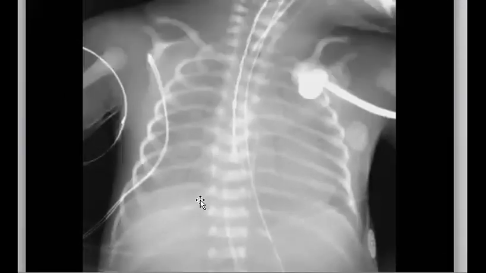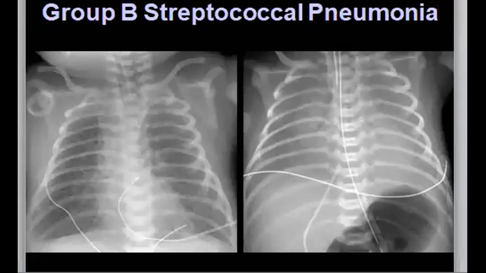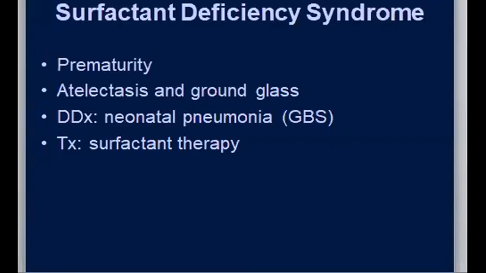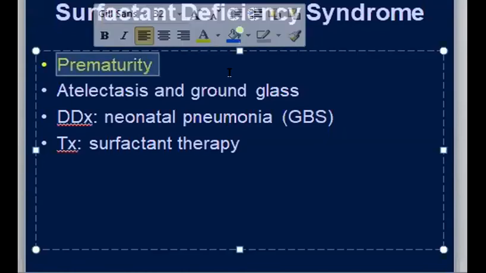It looks like an ill patient, many tubes, many lines. Hyaline membrane disease. Yeah, this is the most important to know. When you find this, with a white lung and low lung volume, either your differential will be group B streptococcal pneumonia or surfactant deficiency syndrome. The most important thing to know here is the prematurity.